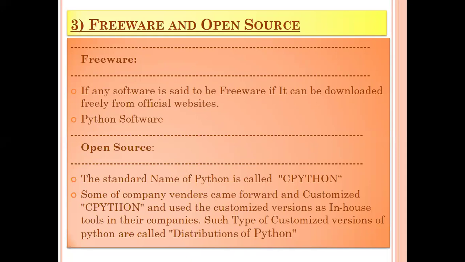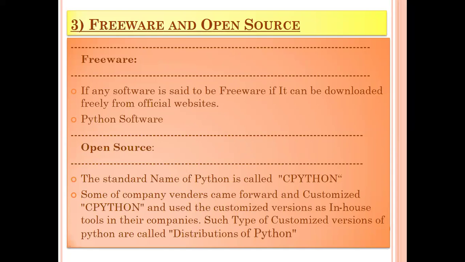Open source. Now, what do we understand by open source? The standard name of Python is CPython. Please remember that the standard name of Python is CPython. So whatever we are storing in this will internally be stored by the name of CPython. Right? Whenever we save any file in Python, we need to use the .py extension, which means this is a Python file. In spite of this, CPython is the standard name.